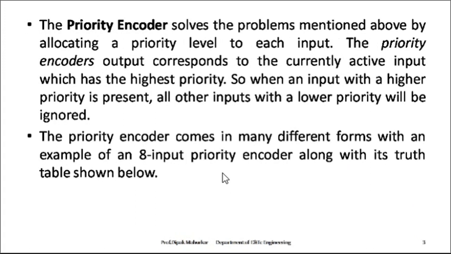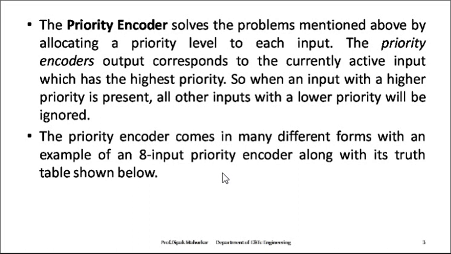Now, the priority encoder solves the problem mentioned above by allocating a priority level to each input. The priority encoder output corresponds to the currently active input which has the highest priority. So, when an input with a higher priority is present, all other inputs with lower priority will be ignored.